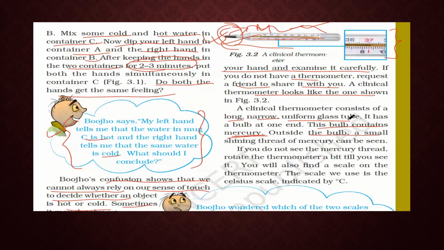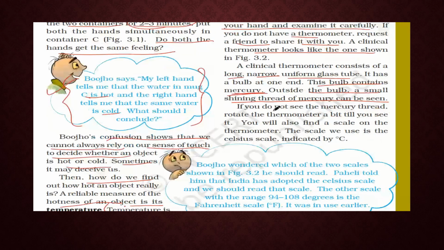Outside the bulb, a small shining thread of mercury can be seen. This shining thread of mercury rises uniformly along the column. If you do not see the mercury thread, rotate the thermometer a bit until you see it. You will also find a scale on the thermometer.